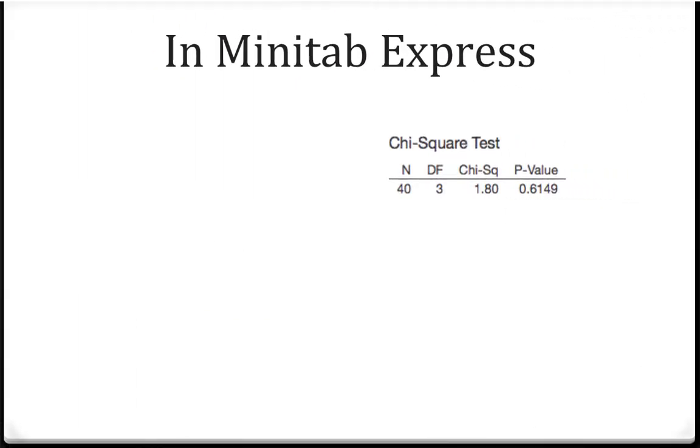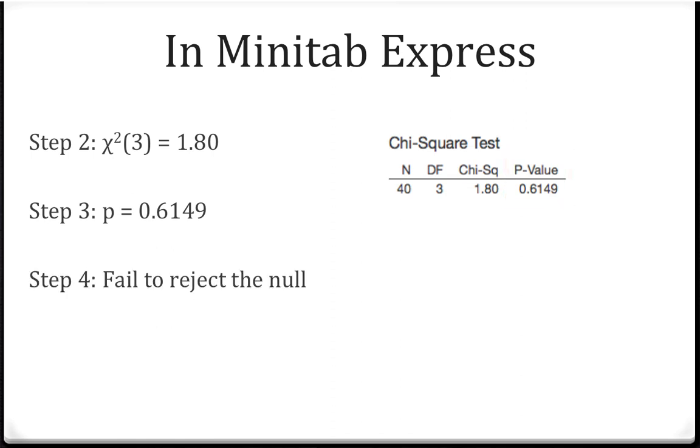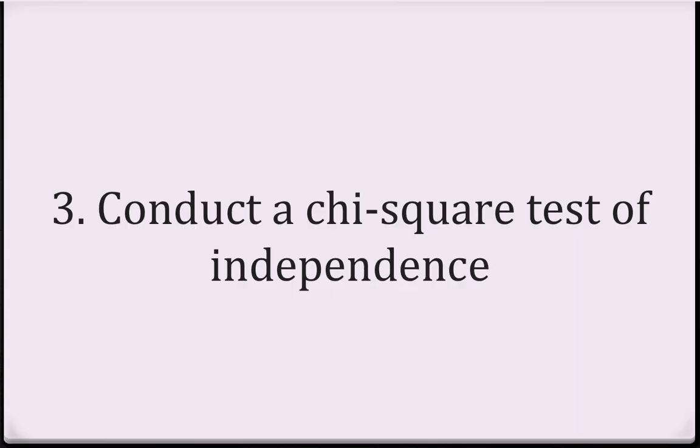We can use the values in this table to finish walking through that 5-step hypothesis testing procedure. For step 2, we can get our chi-square test statistic, along with our degrees of freedom, which are often presented in parentheses. Step 3, we can get our p-value. And then in step 4, again, we would fail to reject because our p-value is greater than the standard alpha level of 0.05. And in step 5, there's not evidence that the die is unfair. Let's move on now to conducting chi-square tests of independence.